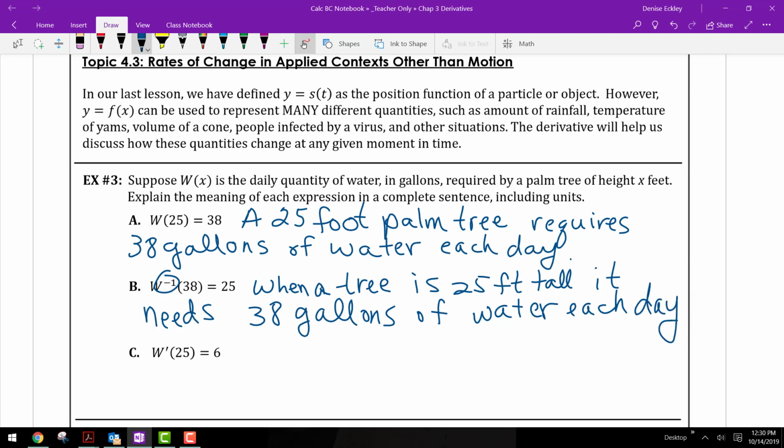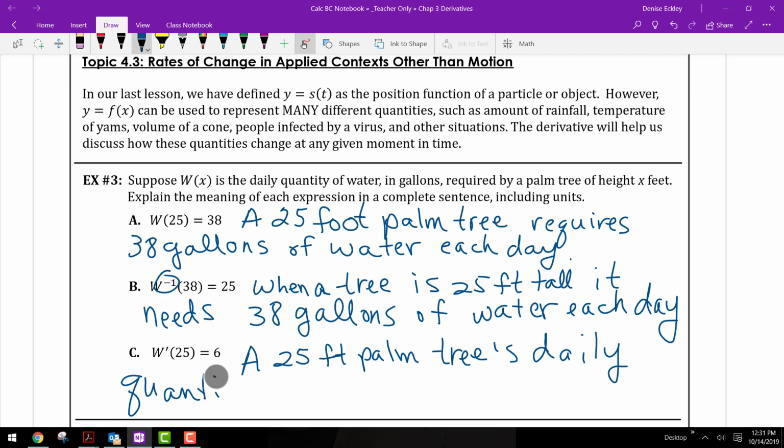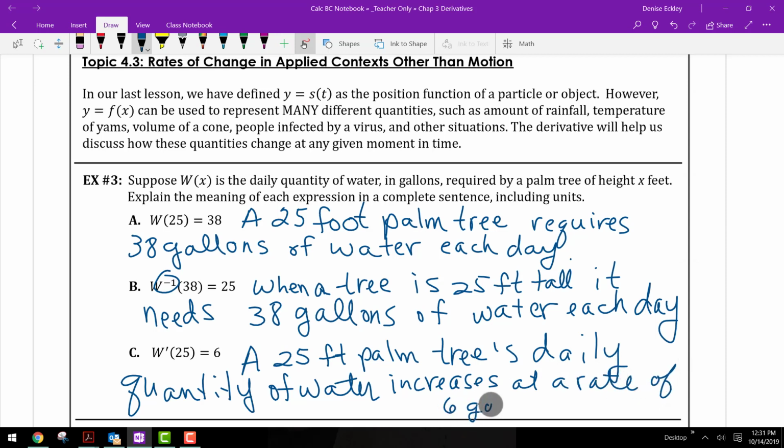And then for part C, we have the derivative. So we're talking about the rate of change at 25 feet. So a 25-foot palm tree's daily quantity of water increases at a rate of 6 gallons per foot.